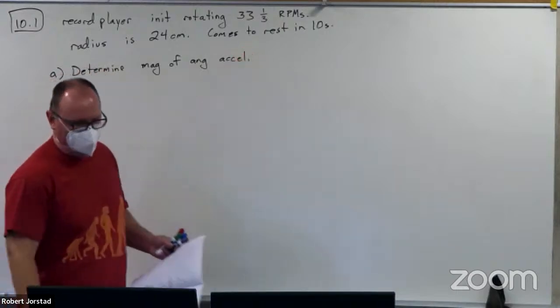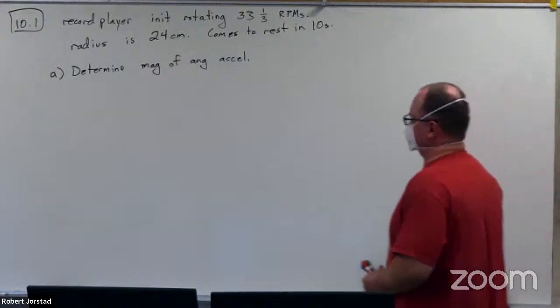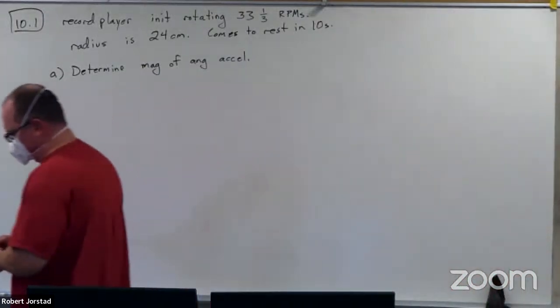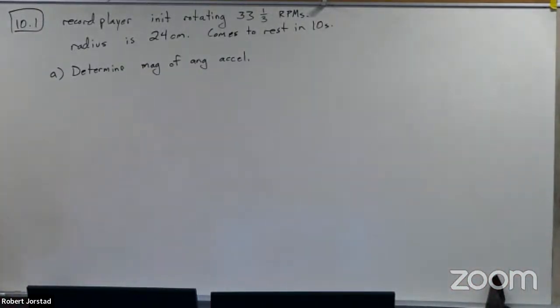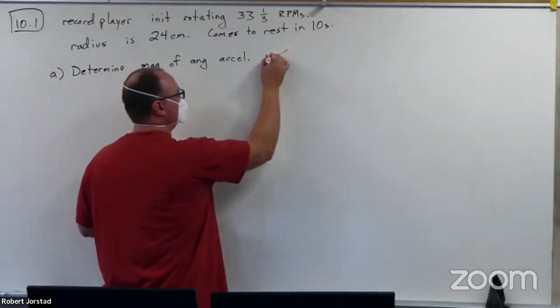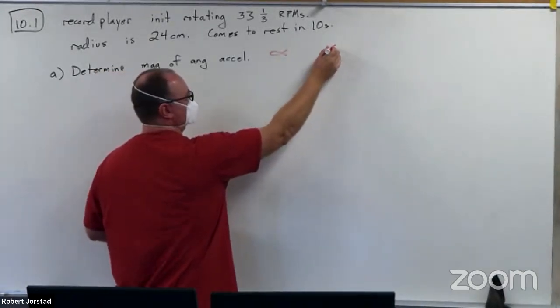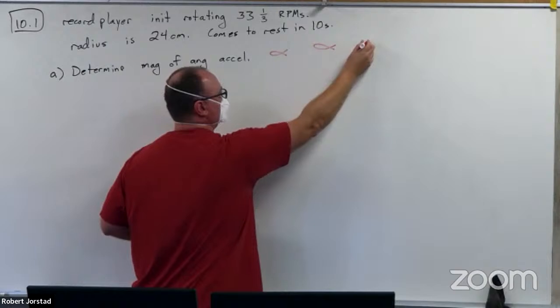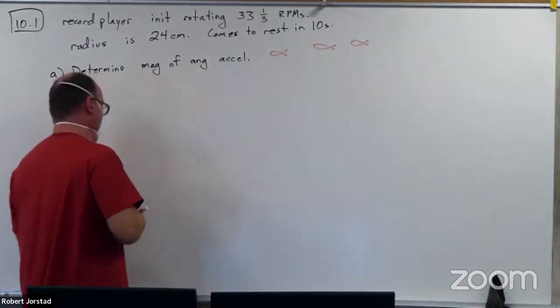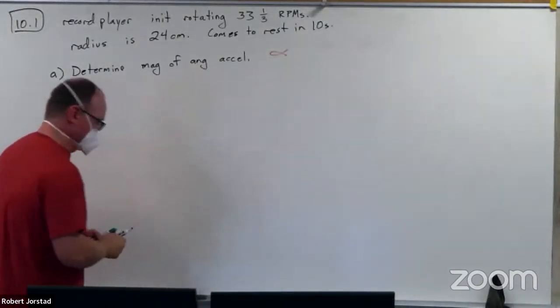Trying to get the magnitude of angular acceleration. Remind me, what symbol are we looking for? Alpha, fish swimming left. If you need help drawing it, you start here at the top, swoop down, and then come over. Okay, fish swimming left. So that's what we're looking for. Any ideas?